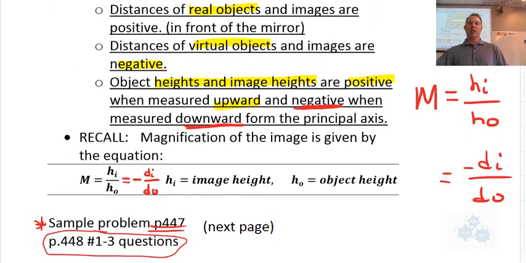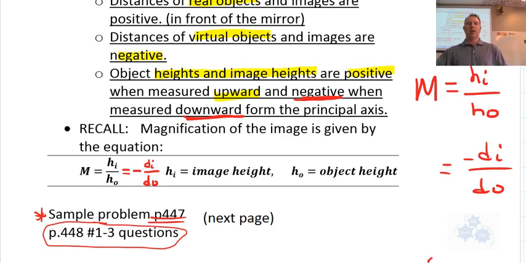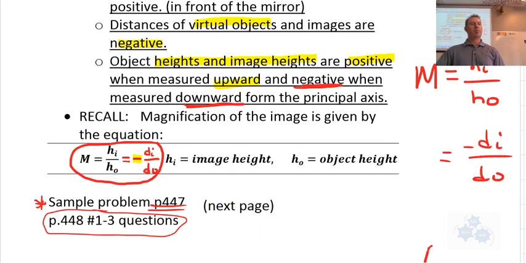Okay, recall the magnification of an image is given by this equation. Now, this equation right here is the magnification equation. And now that we are paying close attention to our signs, this is something we have to make sure of. HI, the height of the image, divided by the height of the object, this ratio, is equal to negative di over do. All right? So you have to make sure you have this negative sign in here. So the magnification equation becomes HI over HO equals negative di over do. And that will ensure that all of the signs are correct. Any questions?